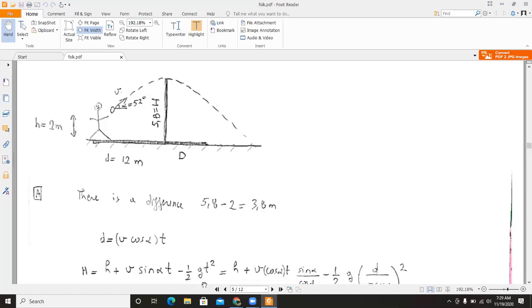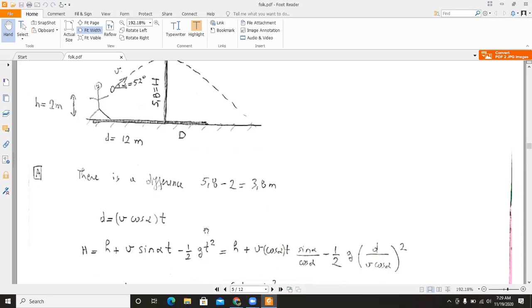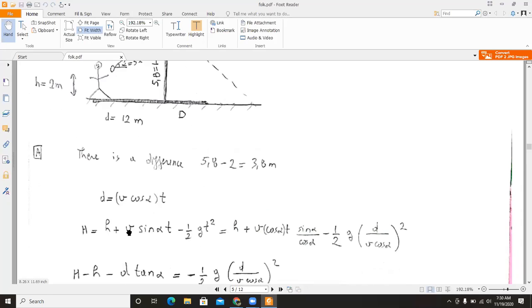And on the other hand, what do we know? That this distance, to go here, is nothing but the x component of v, which is v cosine alpha times t. I need this expression because I can't find t, right? You can express d or t. It depends on what you want to find. So in this case, I write d.